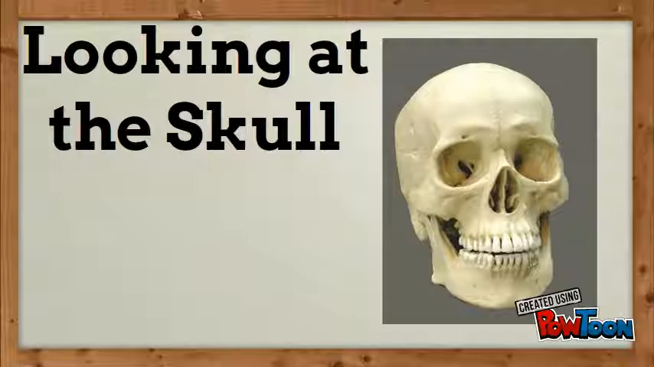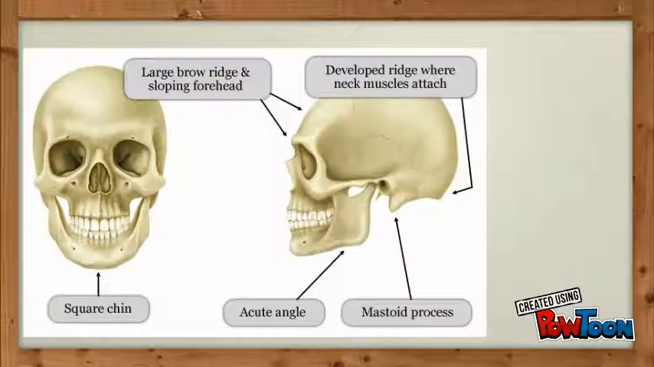Now we're going to look at the skull. There are many differences between the female and male skull, so let's learn about them. So let's start out by looking at the male's skull. It's going to be thicker, heavier, and larger than females'. They're going to have a square chin.